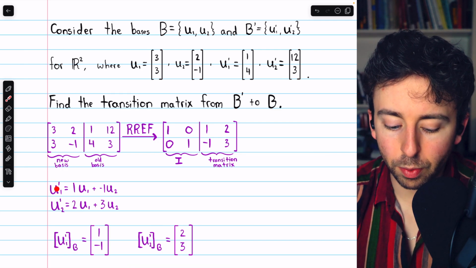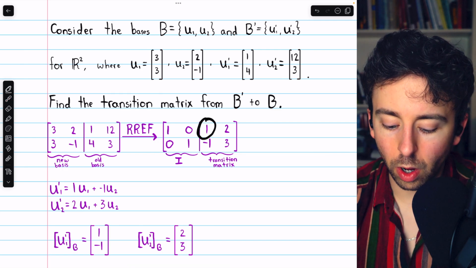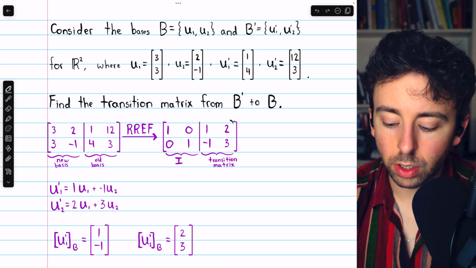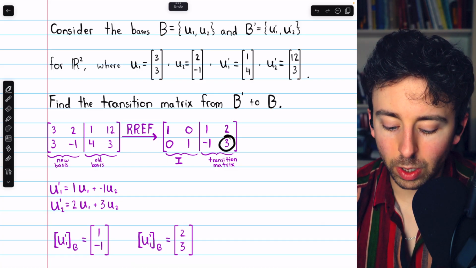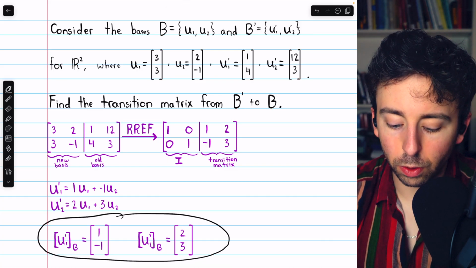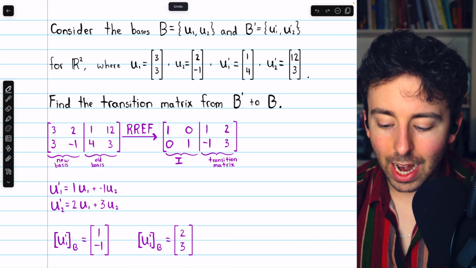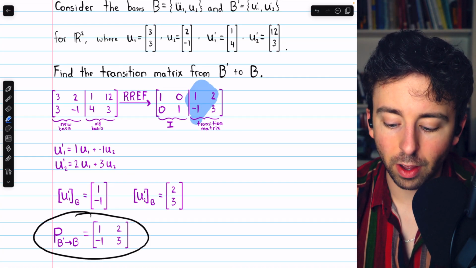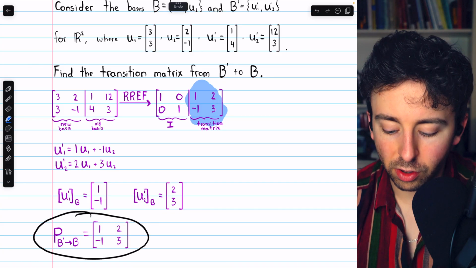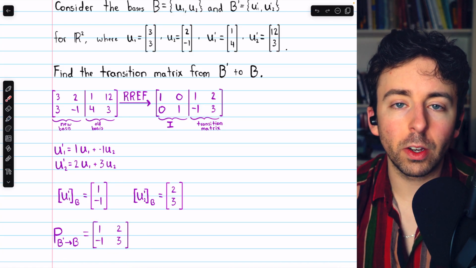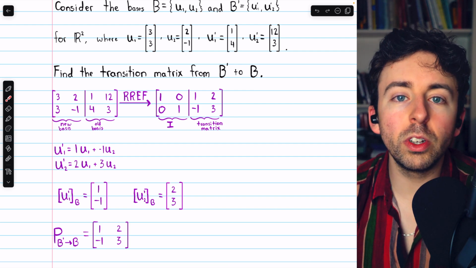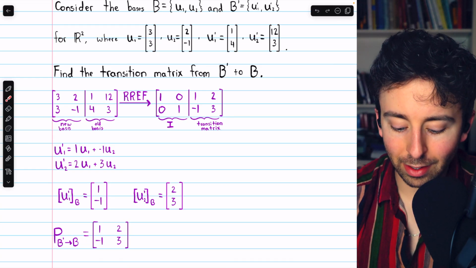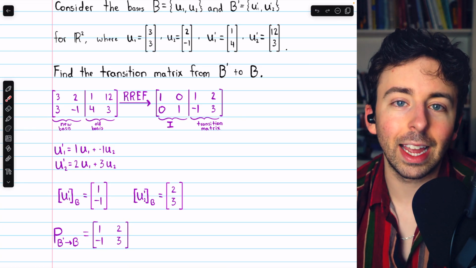For example, u1 prime is equal to 1u1 minus 1u2. Meanwhile, u2 prime is equal to 2u1 plus 3u2. Hence, these are the old basis vectors relative to the new basis, and that tells us the columns for our transition matrix, which of course agrees with what we have in this augmented matrix: 1, -1, 2, 3. So to construct the transition matrix from an old basis to a new basis, we just need to find the old basis vectors relative to the new basis and use those as columns for the matrix. That's how we construct a transition matrix.